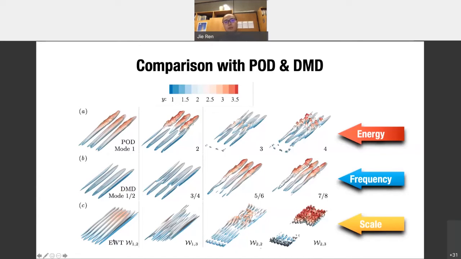And for EWT, what we propose here, the modes are generated according to scale. It's spatial scales, neither energy nor frequency. So for lower modes, you have larger scales. We reproduce the boundary layer streaks. And for higher modes, we have smaller scales. You can see the scales are not mixed with each other, as opposed to POD and DMD. For example, in POD, you can see both streaks and some perturbations on top of it. So the scales are still mixed in POD and also in DMD. That is the major difference between our method and the state of the art.